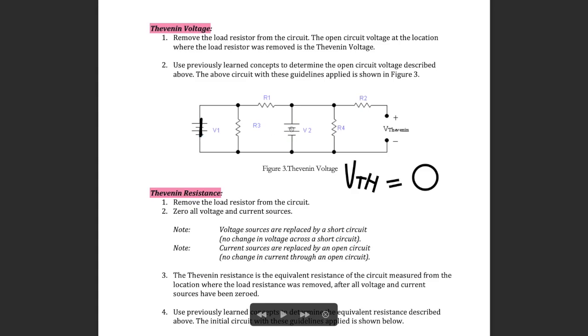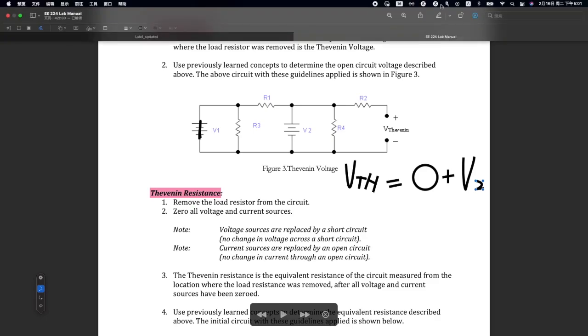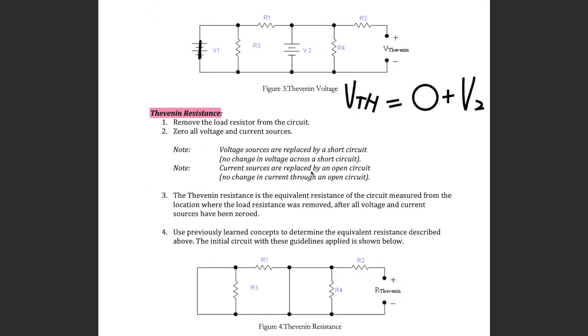Now let's short this V1 here. Let's delete this. Once this V1 is shorted, the current will flow through this way, and this way, then go back. So the V Thevenin is equal to the voltage across R4, which is V2 here. So we can use the superposition principle to find the V Thevenin for this circuit.